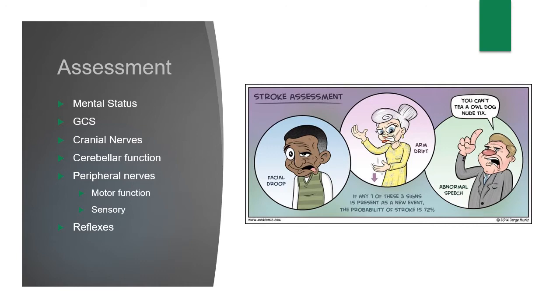Components of the neurologic assessment include checking mental status. This can be done using the AVPU scale. Are they alert? Do they respond to verbal, physical, or are they unresponsive? This is also sometimes referred to as level of consciousness. Other terms used to describe mental status are conscious, lethargic, stuporous, and in a coma.